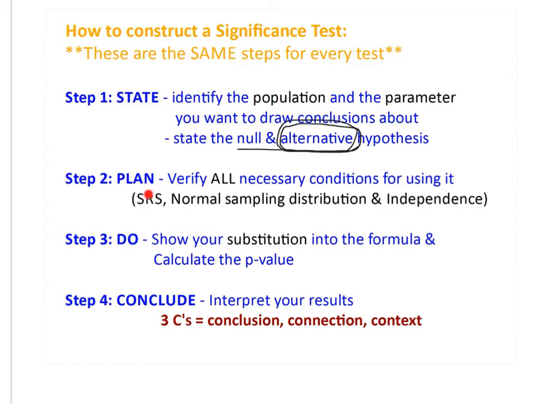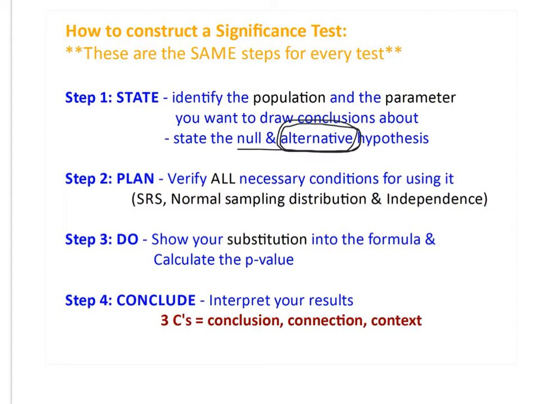Step 2 is the plan. We need to check that it's a random sample. It's a normal sampling distribution, so my sample's large enough to be normal, and then independence. So my sample's small enough compared to the population, and I want to make sure that each thing in my sample is independent from the other. The do step is where I actually do the substitution and the calculations to find the p-value. And then the 4th step is where I conclude.